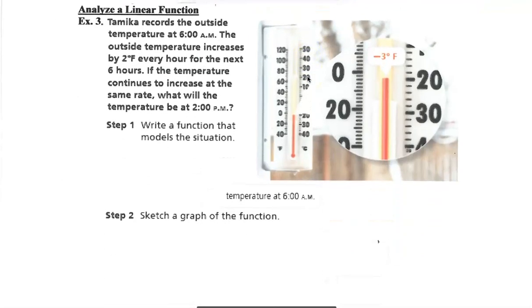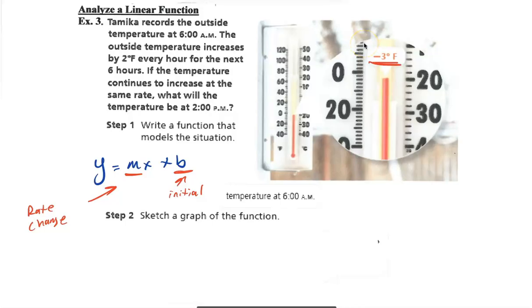So let's write a function. We're going to write y equals mx plus b. So we're doing these linear functions. Remember, when we write in this form, m is our slope, also known as the rate of change. b is our y-intercept, or initial value. When we're talking about application problems, we want to think about this as a rate of change, and this as the initial value. So first, what's our initial value? The temperature at 6 a.m., that's when we're starting. What's the temperature at 6 a.m.? Well, they tell us here in this picture it is -3. That is our b. So this is going to be -3.